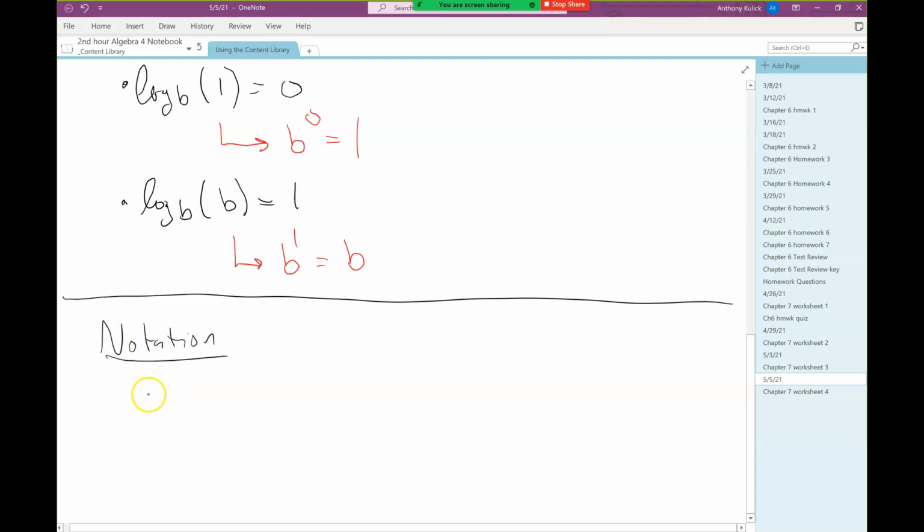So we do have 2 special logarithms that we have a special notation for. The first one is called the common logarithm.